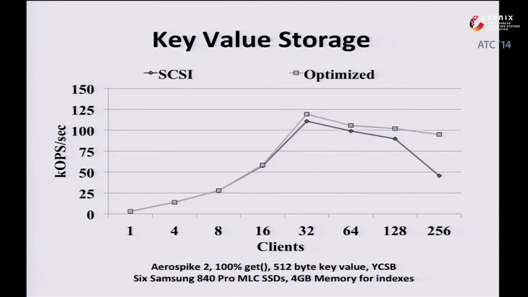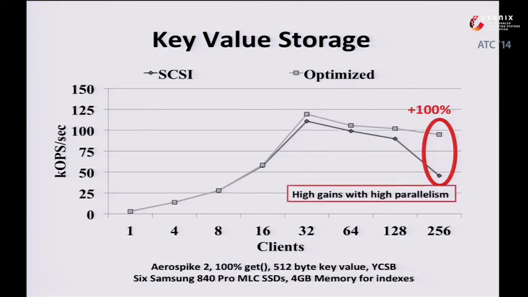Next is the result of an evaluation with a key value storage called Aerospike 2. This key value storage is able to use multiple SSDs as a key value storage backend. We also use the same 6 SSDs for this evaluation and measure the throughput of the operation when we load the system with YCSB, increasing the client parallelism. At the highest throughput, which was about 115K ops per sec, the gain over using the original I/O stack was about 7%, while at the highest load, the gain increased up to 100%. And this shows the benefits of reducing the number of context switches under higher parallelism.